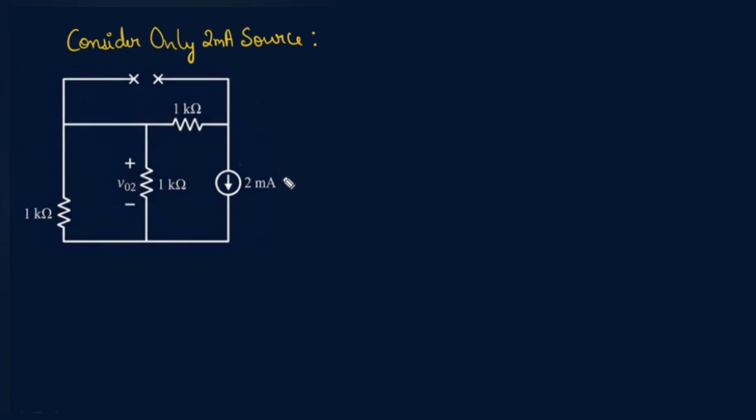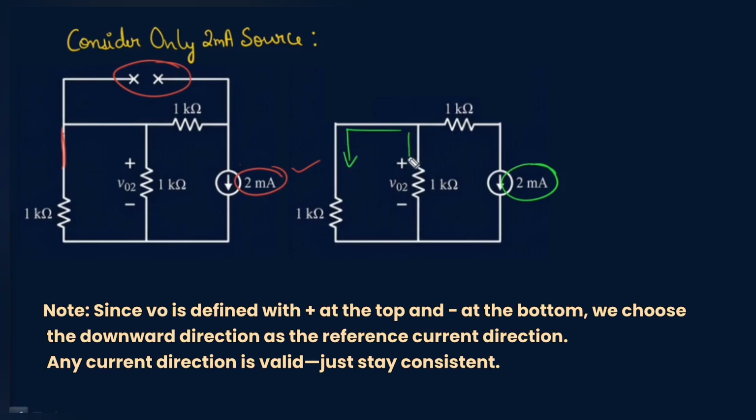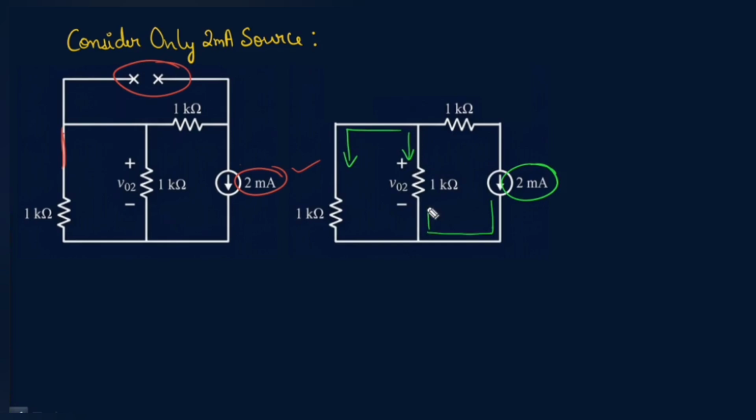Now, consider the 2 milliamperes current source. Deactivate the other two sources. The 2 milliamperes current divides between the two equal 1 kilo ohm parallel branches. We take the downward direction through the middle resistor as our reference direction. The actual 2 milliampere source current is upward, opposite to our chosen direction. Therefore, with respect to our reference direction, the total current is minus 2 milliamperes. We use minus 2 milliamperes because the actual source current is opposite to our chosen reference direction.